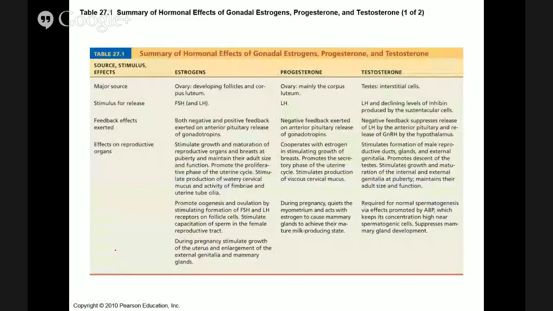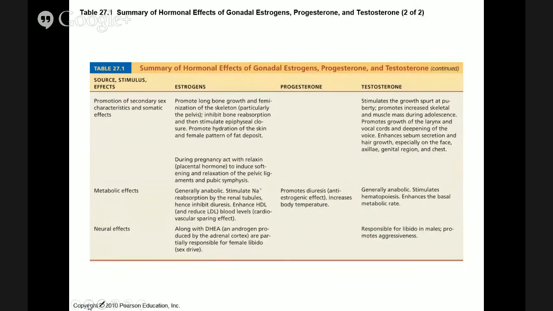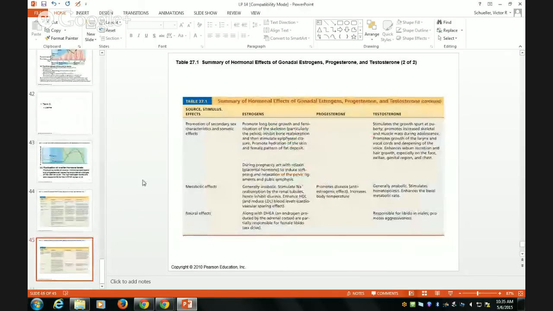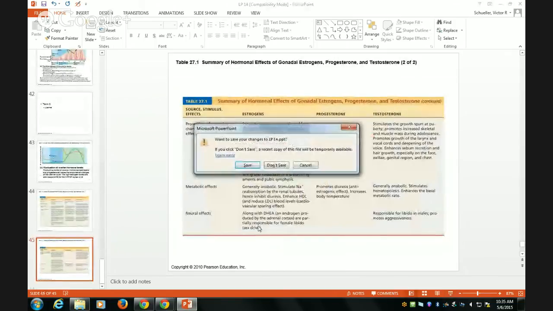Okay, so just in case you're interested, we've got the hormones of the reproductive system, where they come from, what stimulates their release, what the effects are when they're exerted, and their effects on the organs, the metabolic effects, the neural effects, and so on and so forth. All right, so that's it for the female reproductive system.